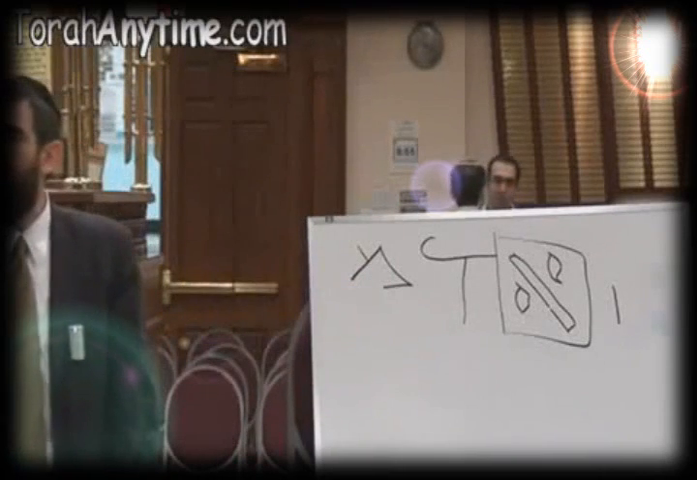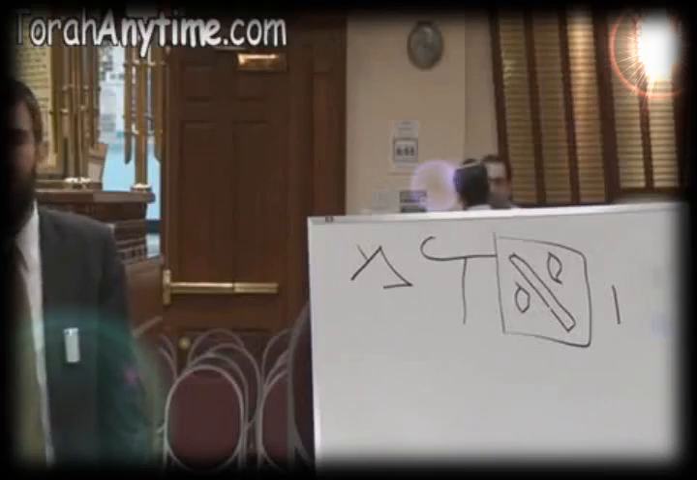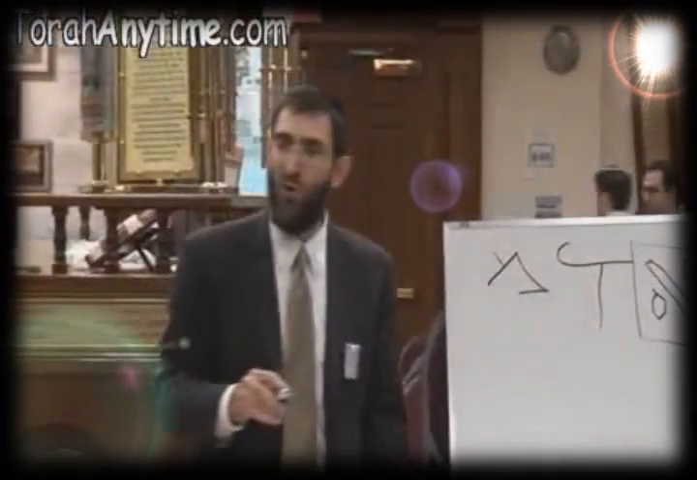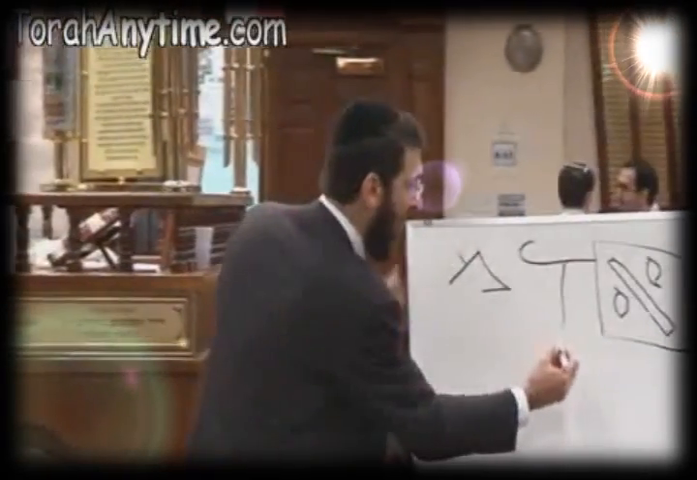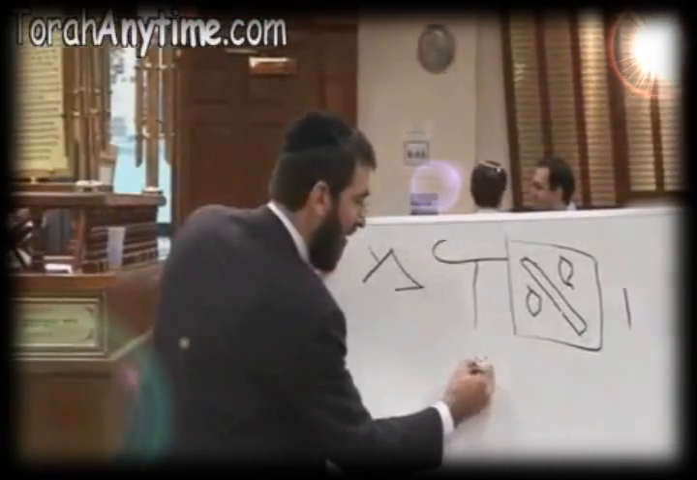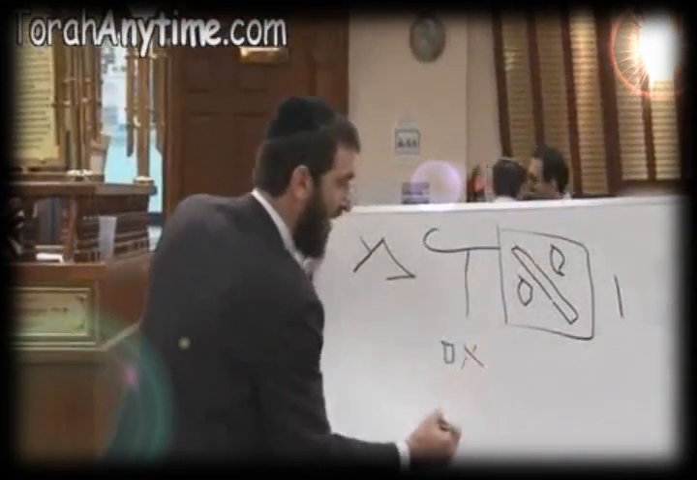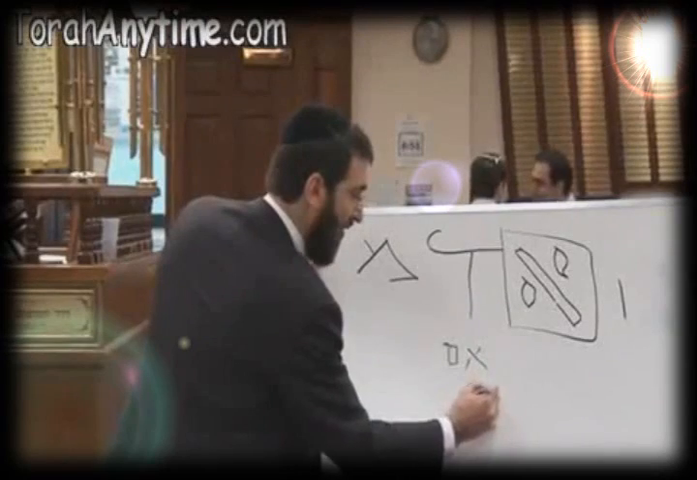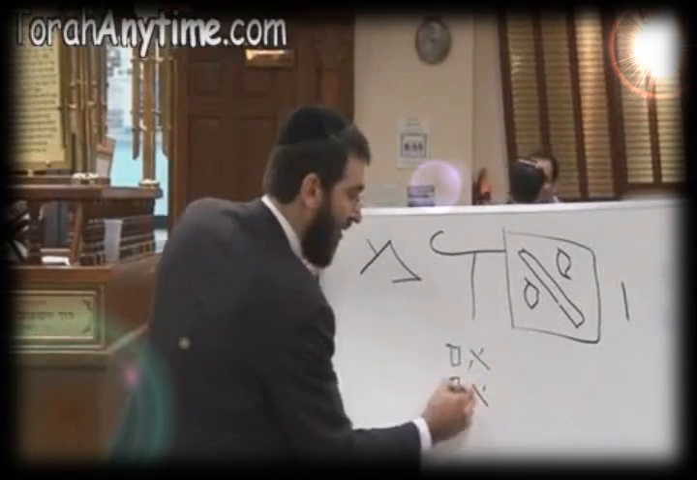Where do we get the blood from? Who gives us the blood of life? Well, we get it from who? We get it from our mother, our Eim, and we get it from our father, our Av.